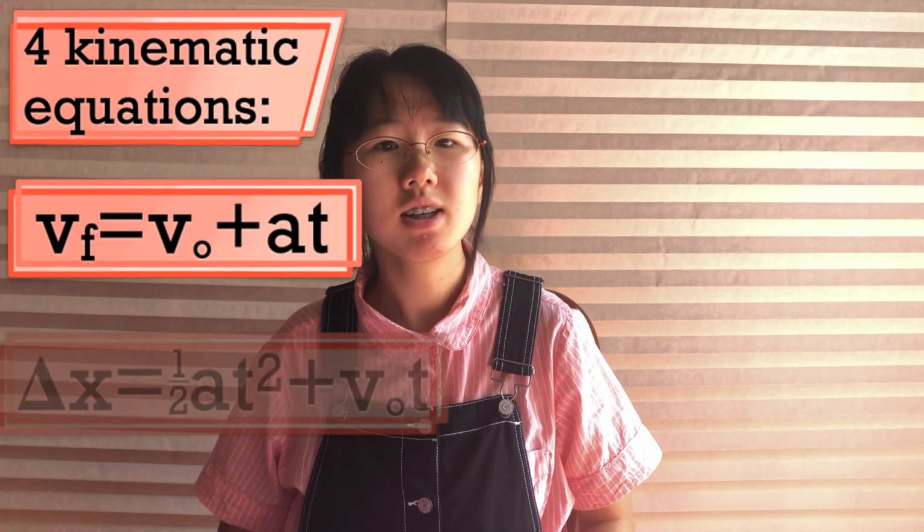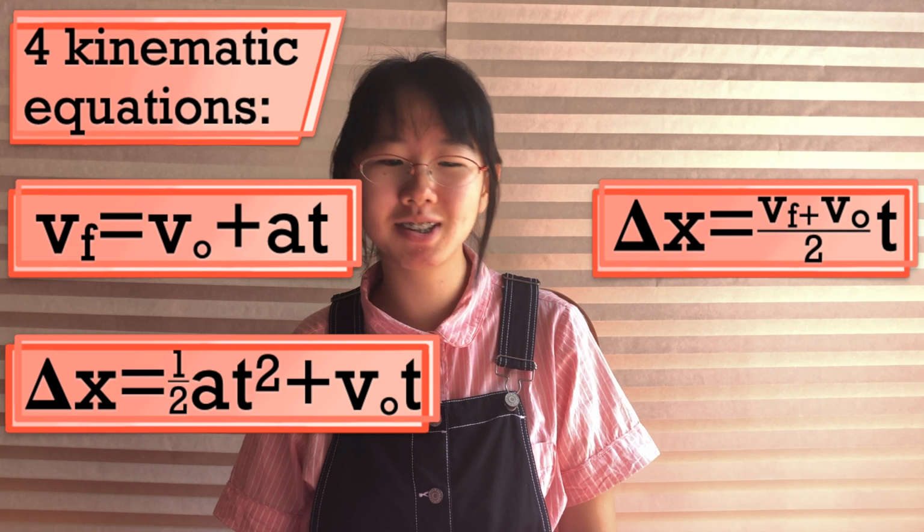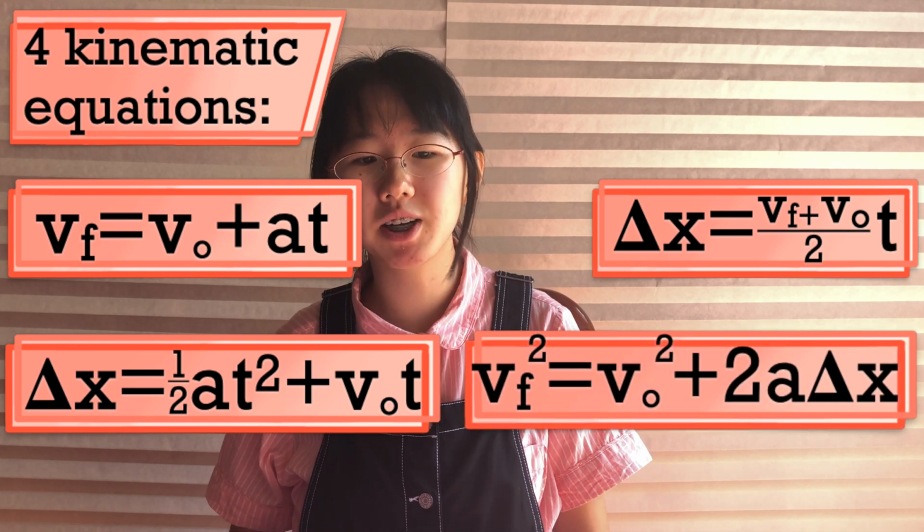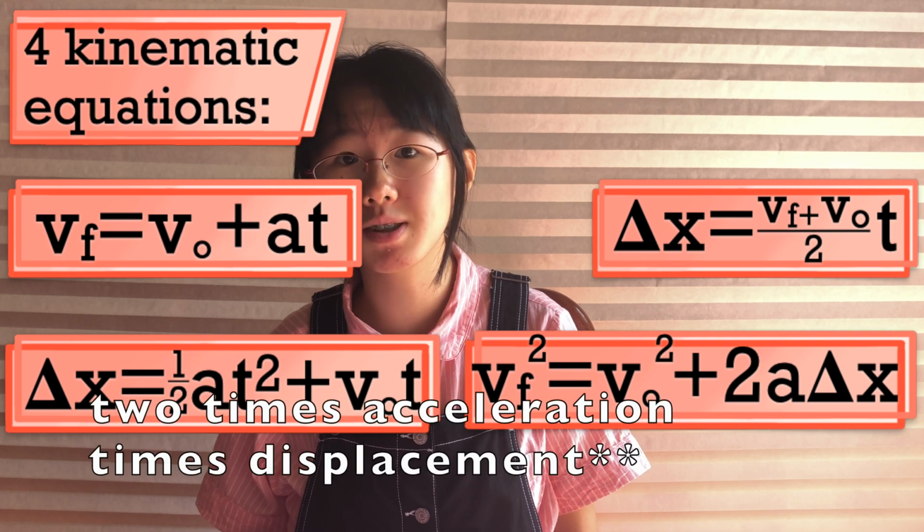Final velocity equals initial velocity plus acceleration times time. Displacement equals half of acceleration times time squared plus initial velocity times time. Displacement equals the sum of final and initial velocity divided by 2 times time. And finally, final velocity squared equals initial velocity squared plus 2 times acceleration times displacement.